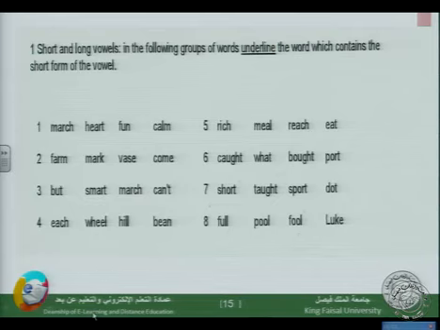Here we have in the following groups of words, underline the word which contains the short form of the vowel. في كلمات عندنا long vowels تتذكروها في المحاضرات الأولى تحدثنا عن long vowels وتحدثنا أيضا عن short vowels. I want you now to underline the word which contains the short form of the vowel. يعني مش أو أو إي أو لا أو إي أو إي هذه معناتها short vowel.